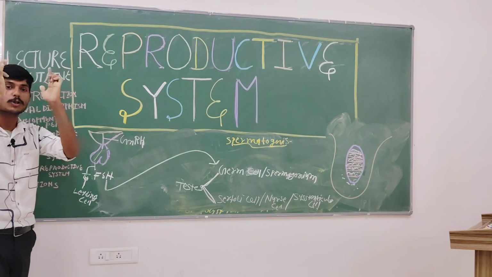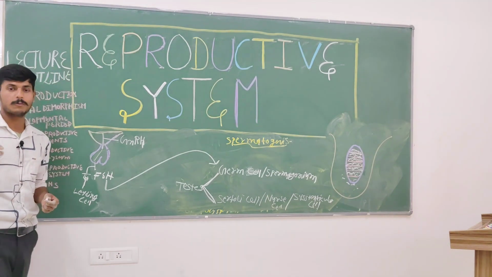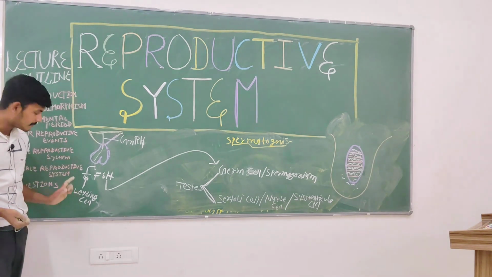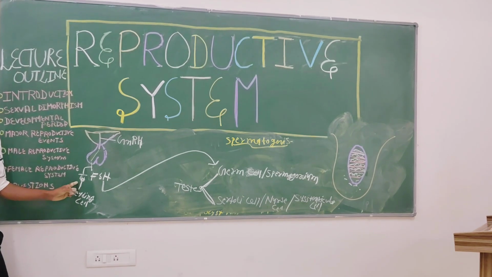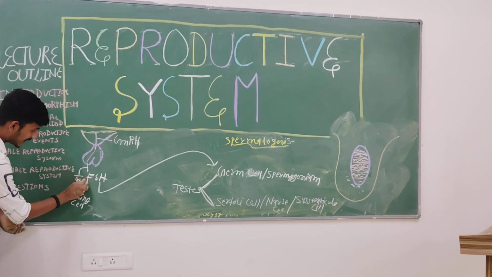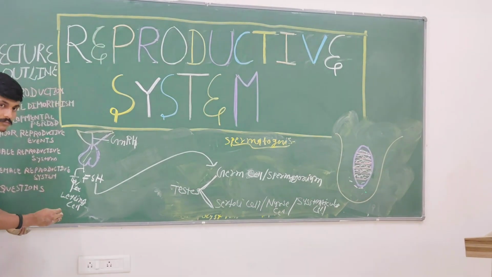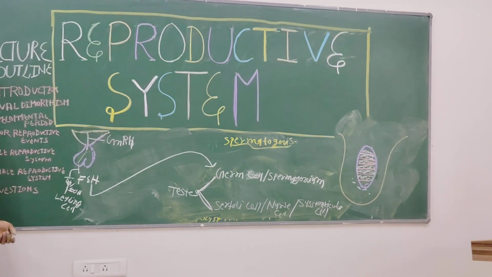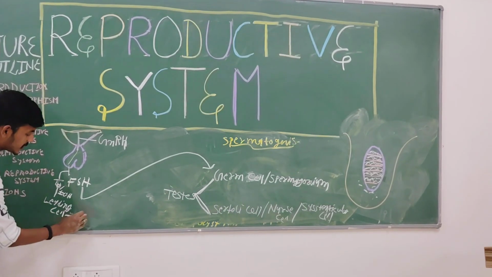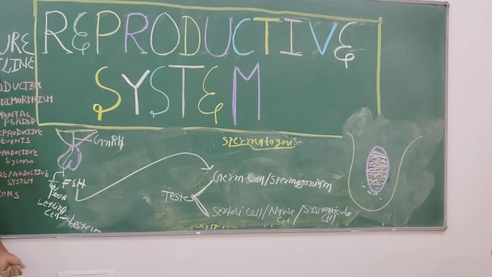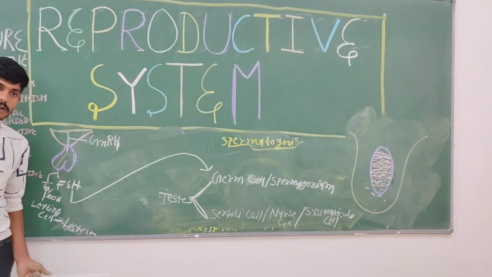Androgen is basically a group of hormones, and one of them is testosterone. Testosterone is synthesized by these Leydig cells under the effect of LH. In the case of male, LH is known as ICSH. Have you heard about it? Interstitial cell stimulating hormone, ICSH. It stimulates the Leydig cell and tells it to secrete testosterone.